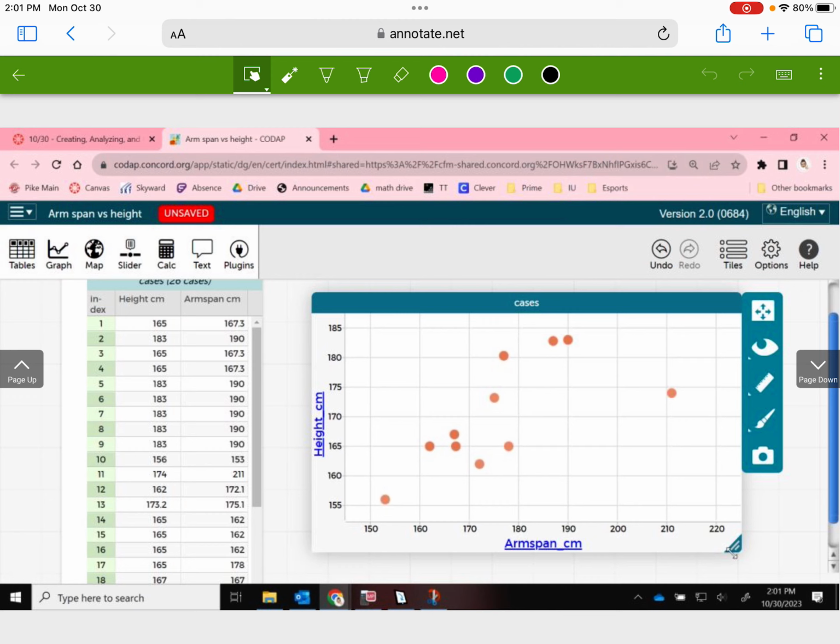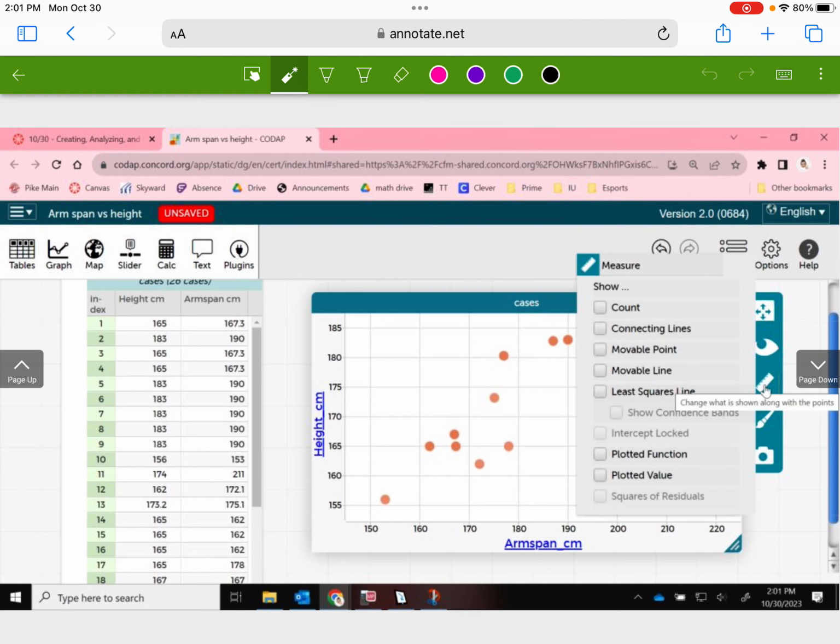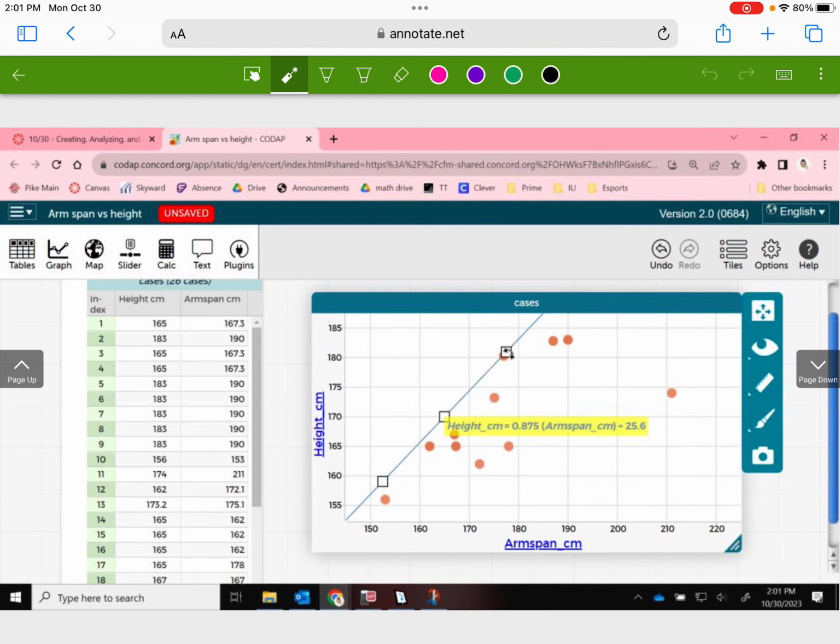So what we're going to do is try and find our line of best fit. The way we're going to do that is we're going to come over here to this ruler, and we'll click on the ruler. I always recommend going with our movable line first. This lets us try and figure out where we would put our line of best fit, play around with it, see how we can do on it. And then we can have the computer help us out.